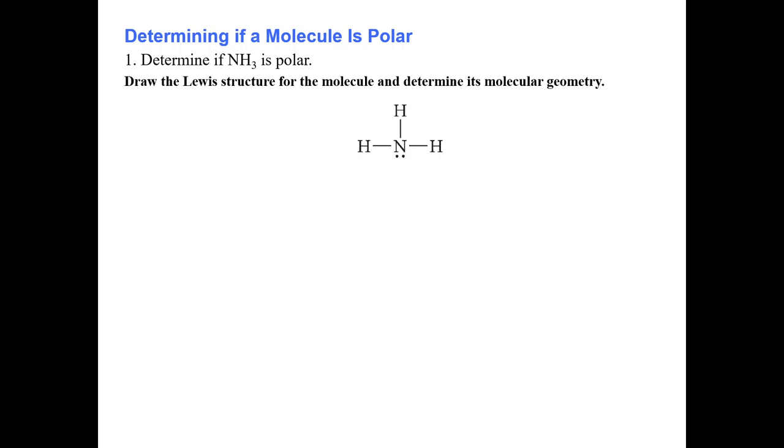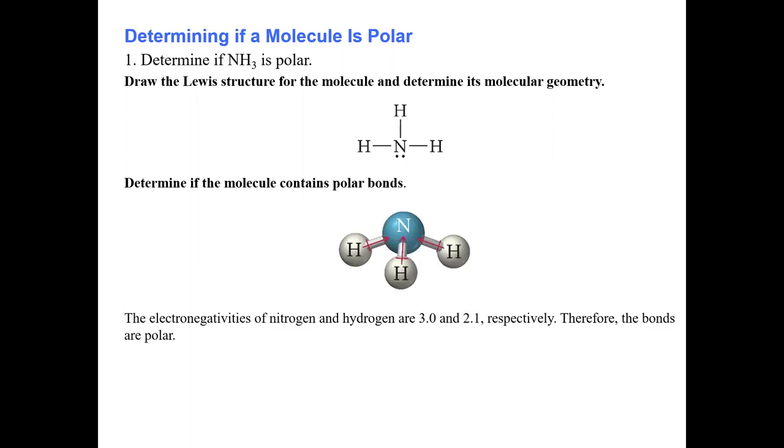Okay, so here's our Lewis structure. We need to figure out the molecular geometry. We have four electron groups. Three of them are bonds, one is a lone pair. So we need to figure out if the bonds are polar bonds. You don't have to memorize these electronegativity values. You just need to know that nitrogen is more electronegative. Because we know that, the bonds are in fact polar.